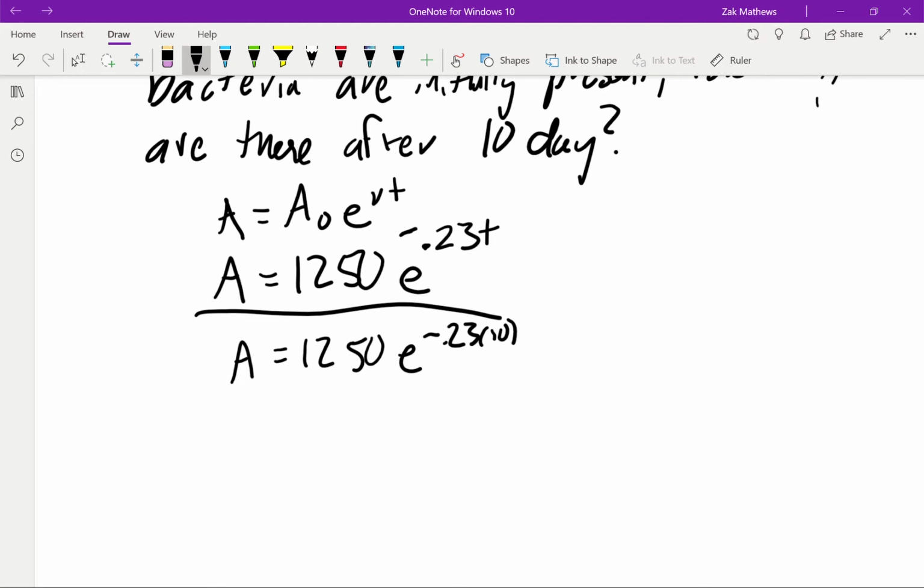0.23 times 10. And when we do that, we get 125.32. And again, these are bacteria. And that would be the number of bacteria present after 10 days.